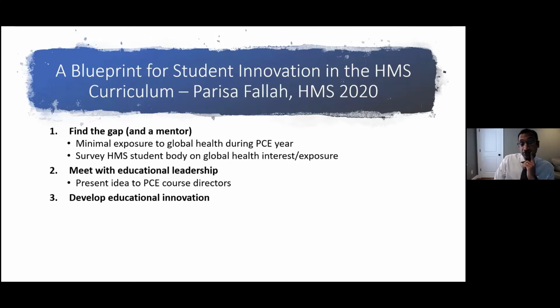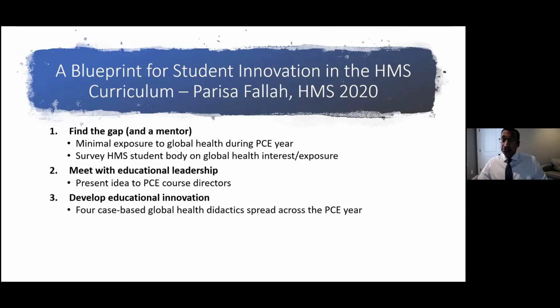So the third thing was then she developed her educational innovation. And so she, in conjunction with 4 other mentors, so you'll see there's going to be this theme of mentorship that's extremely important for medical education, but she found mentors in the 4 different clerkships of OB-GYN, pediatrics, medicine, and surgery to help her build case-based global health didactics. And again, because they're in 4 different clerkships, she was able to essentially introduce them longitudinally throughout the year.